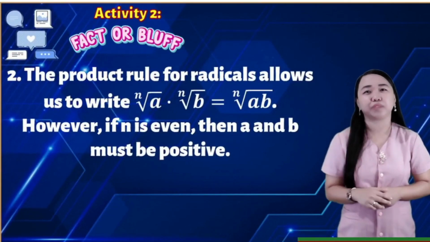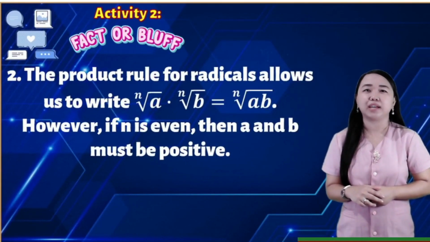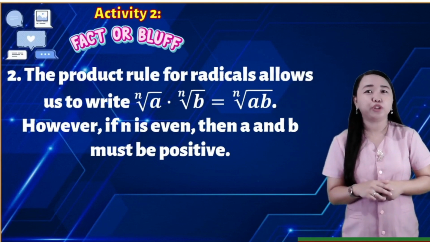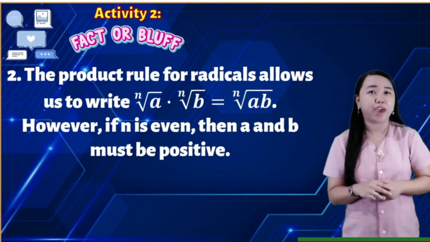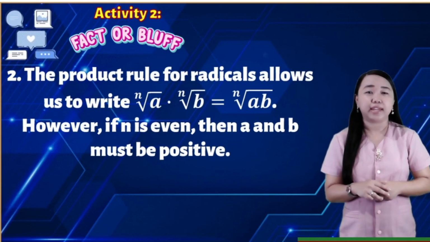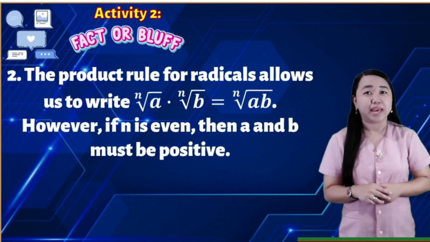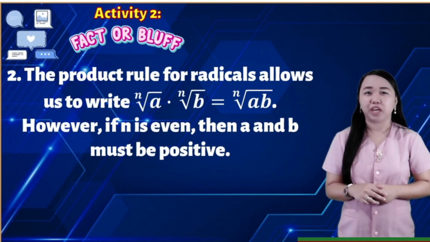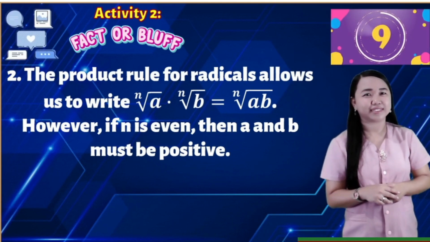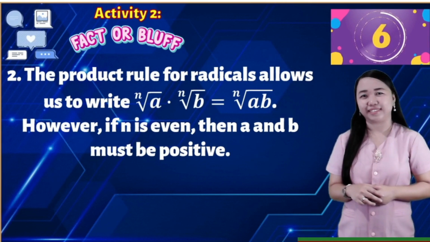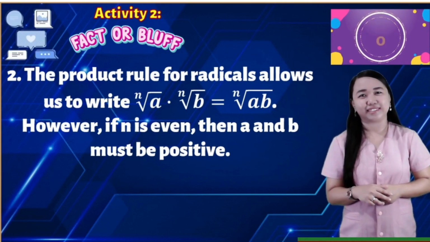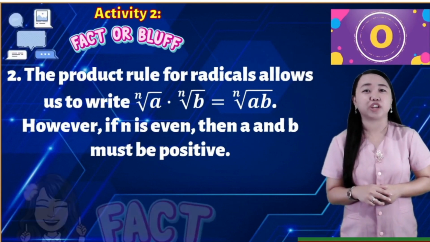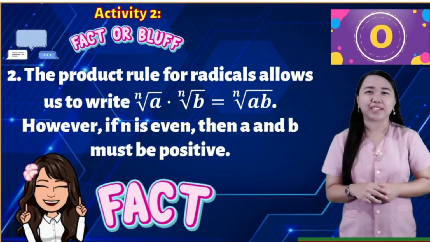Statement number 2. The product rule for radicals allows us to write nth root of A times nth root of B is equal to nth root of AB. However, if n is even, then A and B must be positive. Is it a fact or a bluff? You have 10 seconds to key in your answer. Go! If you answered fact, you are correct. Amazing!